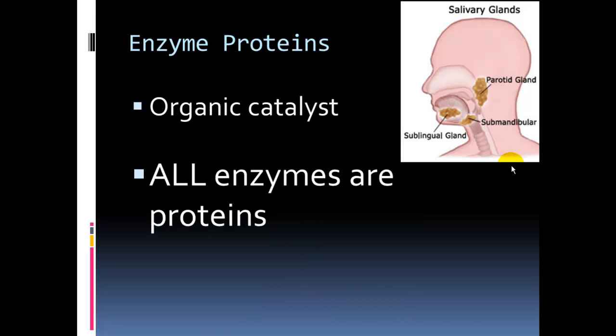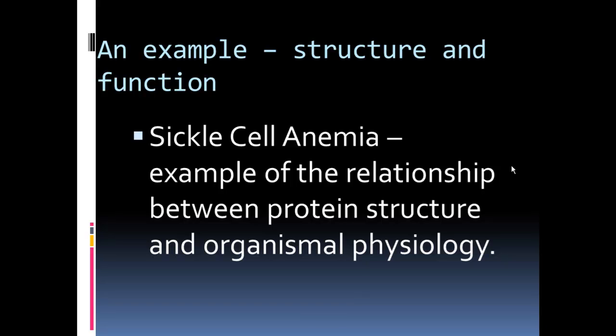Other examples, enzymes like salivary amylase, made by our salivary glands, is found in our saliva, the watery substance that we release into our mouth. It is a hydrolytic enzyme breaking down starch into maltose, and all enzymes are proteins. So an example of how key structure and function in a protein is the example of sickle cell anemia.